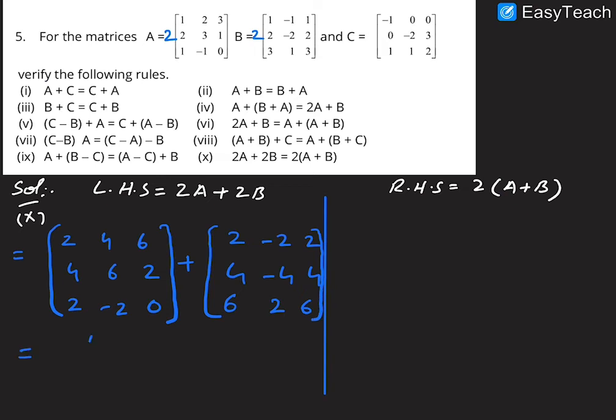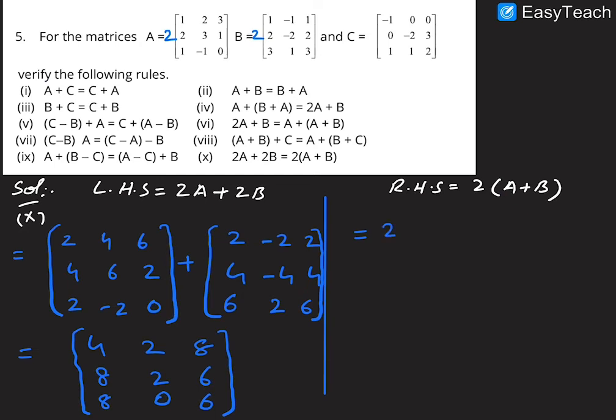So 2 plus 2 will be 4, 4 minus 2 will be 2, 6 plus 2 is 8, 8, 6 plus minus 4 will be 2, 2 plus 6, 8, minus 2 plus 2, 0, 0 plus 6 is 6. Forgive me for plus and minus if there is any inconvenience.